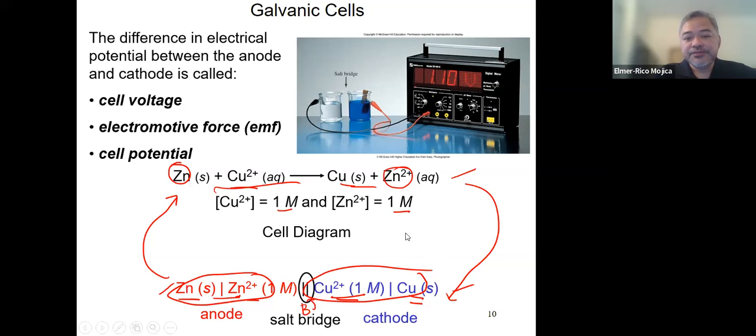Now if you have a problem that is a galvanic cell type, you have to follow the principle that we are going to discuss. But if a reaction is given, whatever happened here, the one that is oxidized is the anode and the one that is reduced is the cathode. So how did we determine that zinc is the anode and the copper is the cathode?